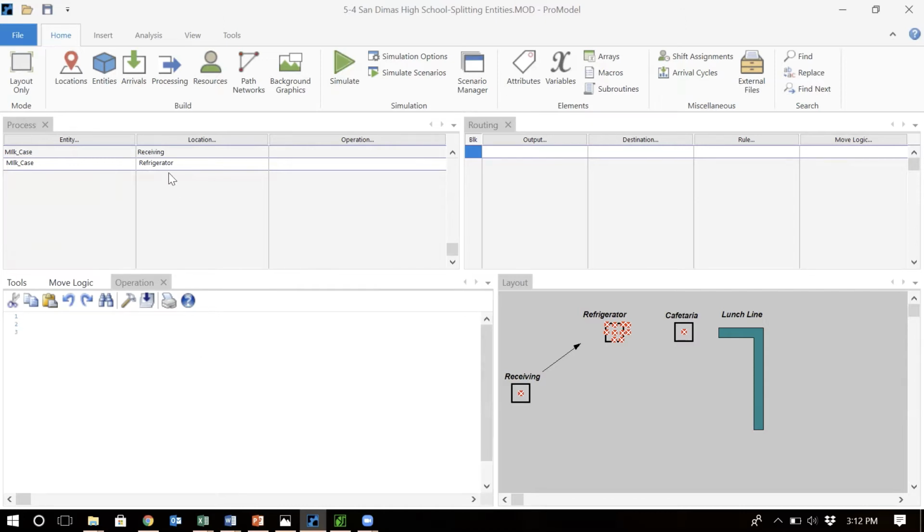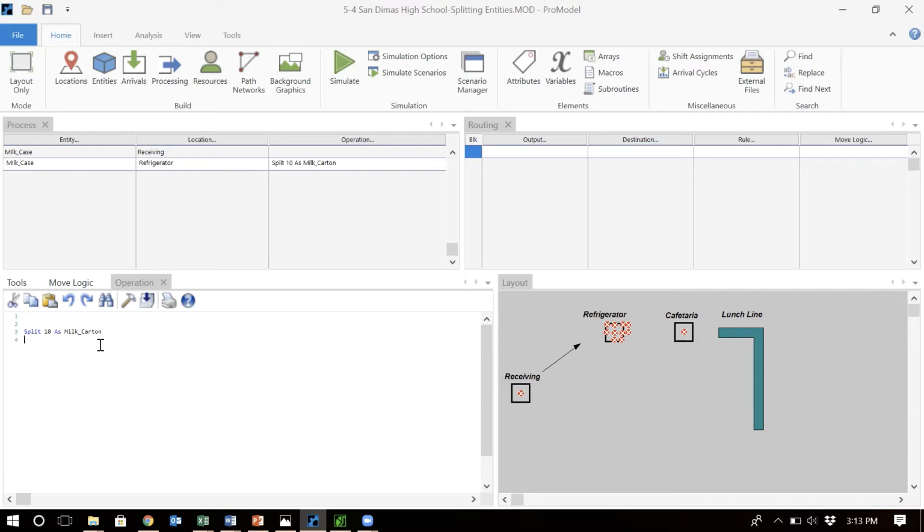So right there at refrigerator, when the milk case gets to the refrigerator, is when I need to write down the function for splitting. Okay, so the keyword or the command for the split is split 10, because we are going to split each milk case into 10 milk carton. Split 10 as milk carton. Okay, so again, the blue words are the keywords here. Split 10, that means split each milk case into 10 milk carton. Okay, so that's the name of the entity that is going to come out, milk carton.